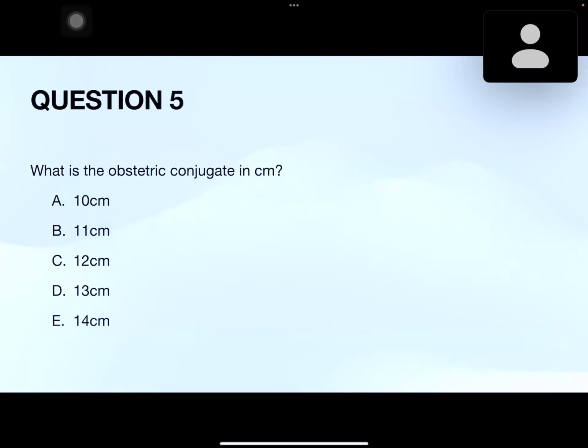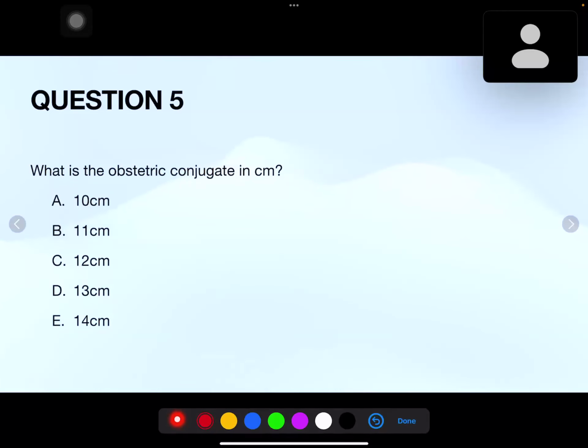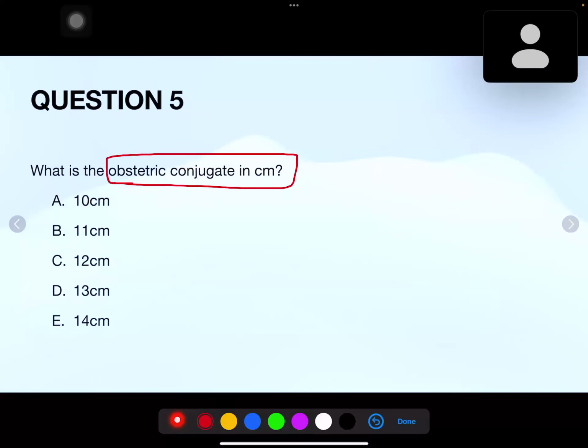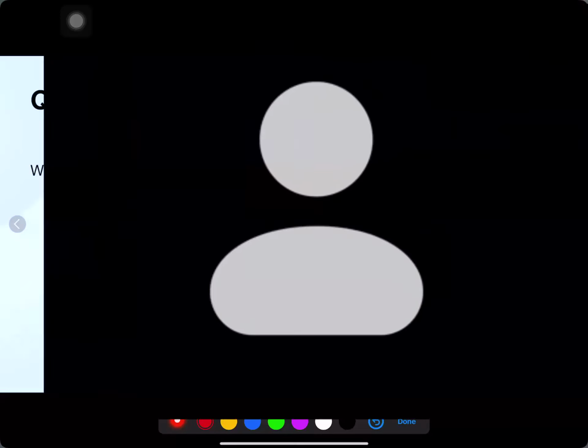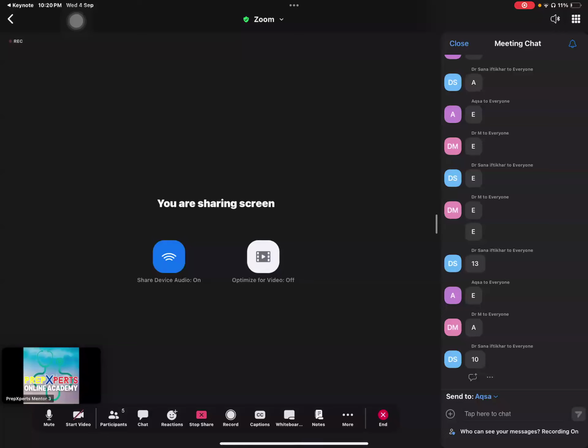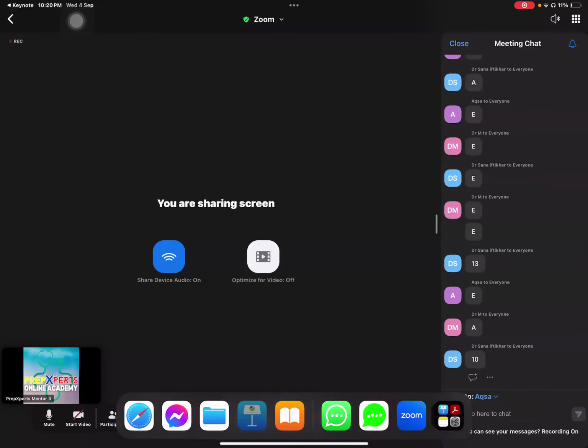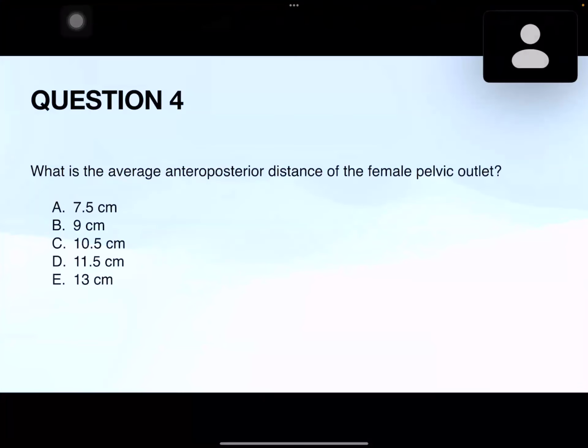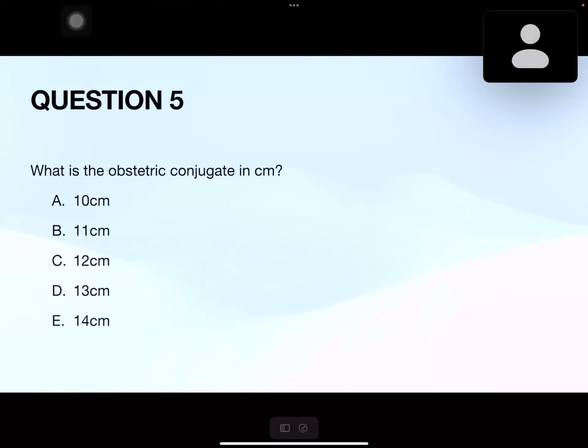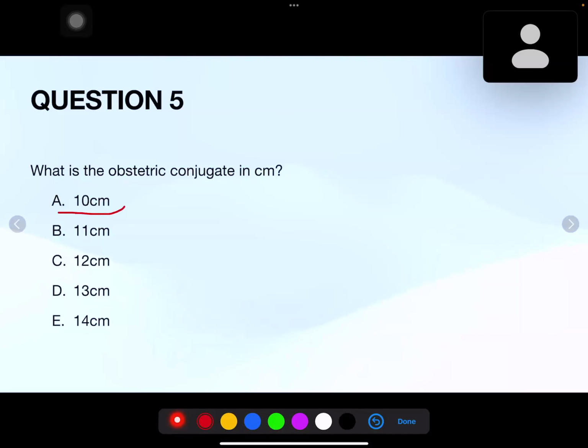Now, what is the obstetric conjugate, in centimeters? You all must have known this. Now I have to see your answers. Obstetric conjugate. Option A, 10. Yes, very good. From O you can remember that this is 10 centimeters.